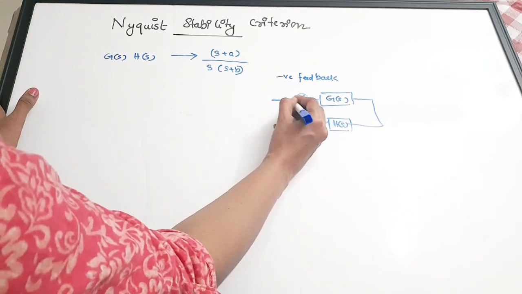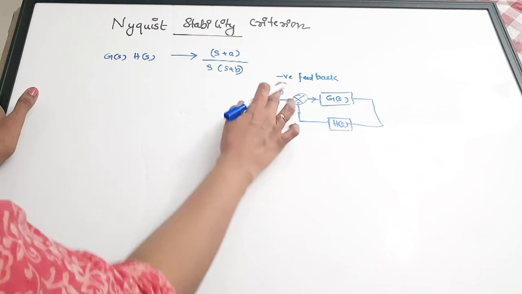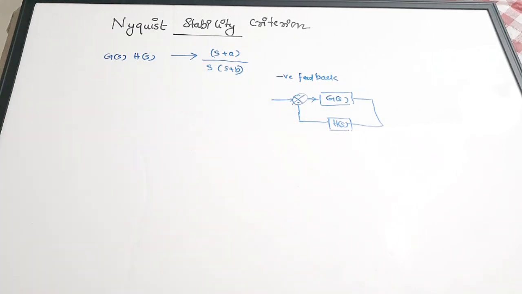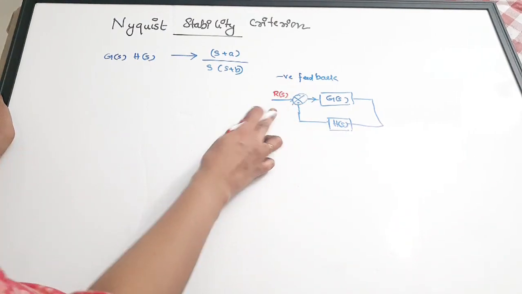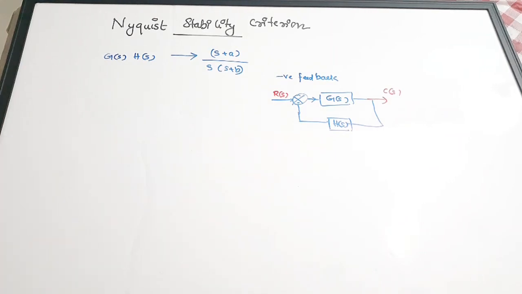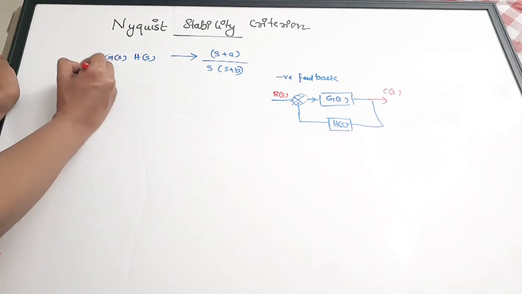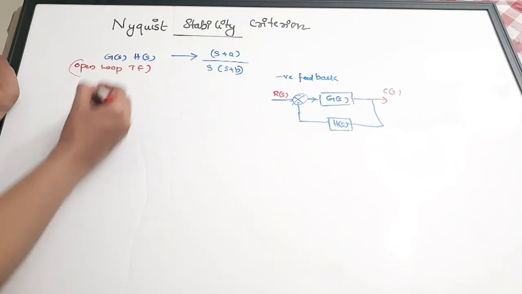Your input is R of S. That is, input to the closed loop system is R of S. We'll use a different color. That's better. So the input to the closed loop system is R of S and the output is C of S. So this much will constitute your closed loop system. I'm just drawing it for your understanding. So G of S, H of S is nothing but the open loop transfer function.